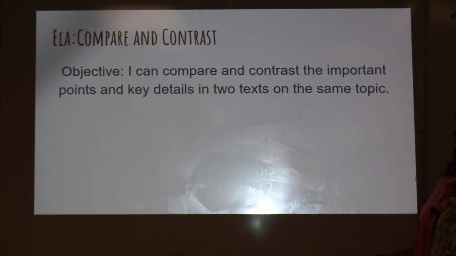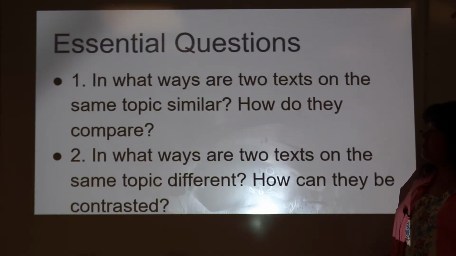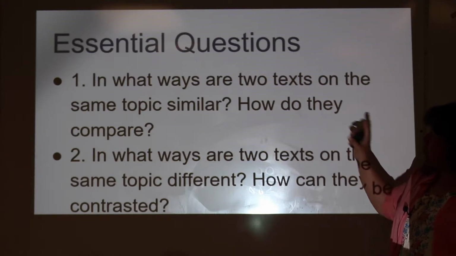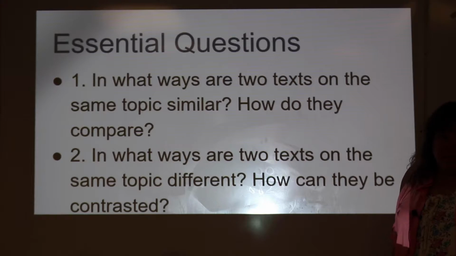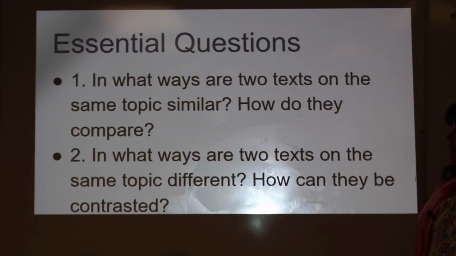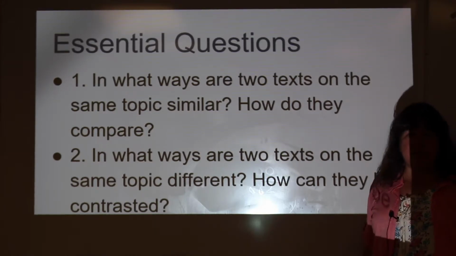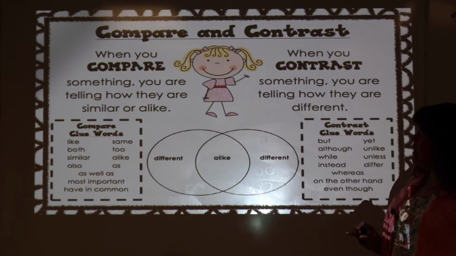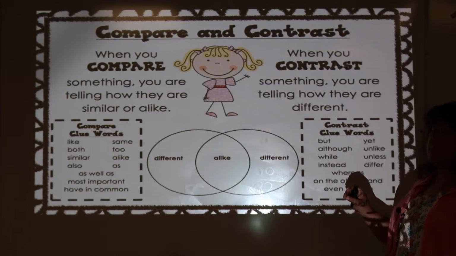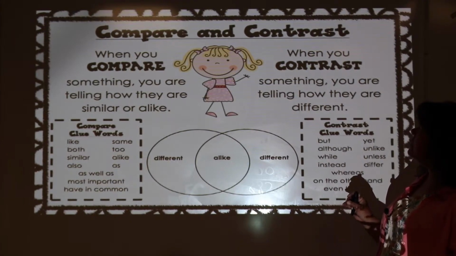So your objective is I can compare and contrast the important points and key details of two texts on the same topic. So our essential questions are: 1, in what ways are two texts on the same topic similar? How do they compare? 2, in what ways are two texts on the same topic different, and how are they contrasted? So I love this little graphic organizer here to kind of help you. You can go back to this anytime you need to. Just rewind the video to see where this is.